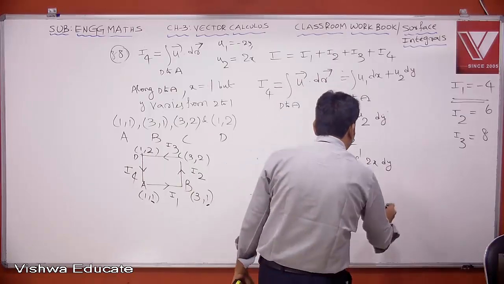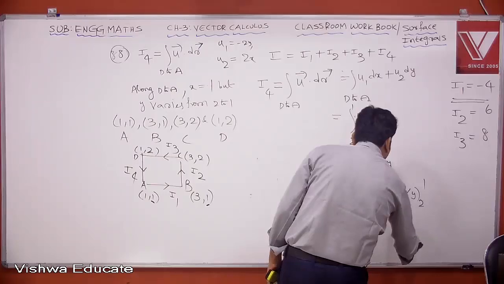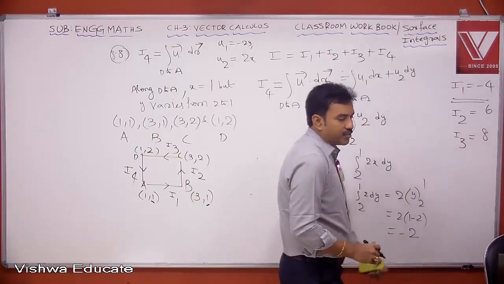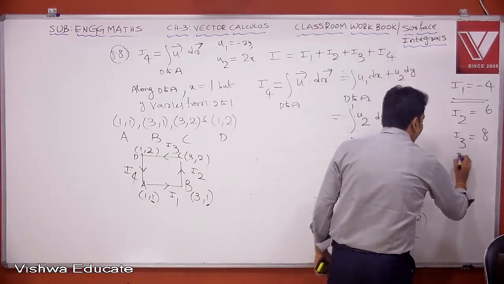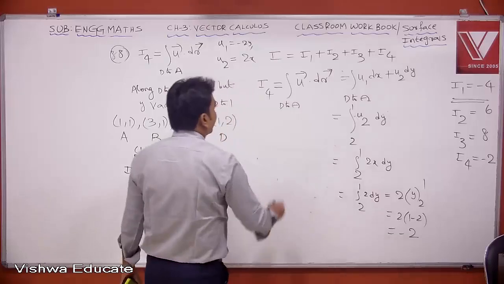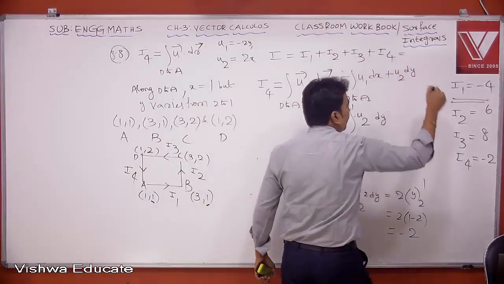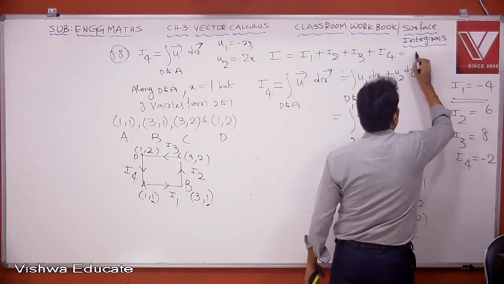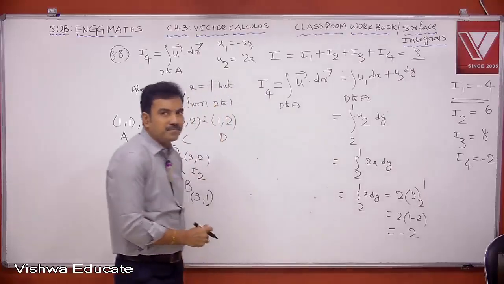Therefore, this value becomes 2 times y, from 2 to 1. So 2 into 1 minus 2. Therefore, the value of this is exactly minus 2. Therefore, here I4 equals minus 2. Therefore, the final integral I equals I1 plus I2 plus I3 plus I4. Minus 4 plus 6, 2. 2 minus 2 will get cancelled. Therefore, this is 8. So, the final line integral is 8.